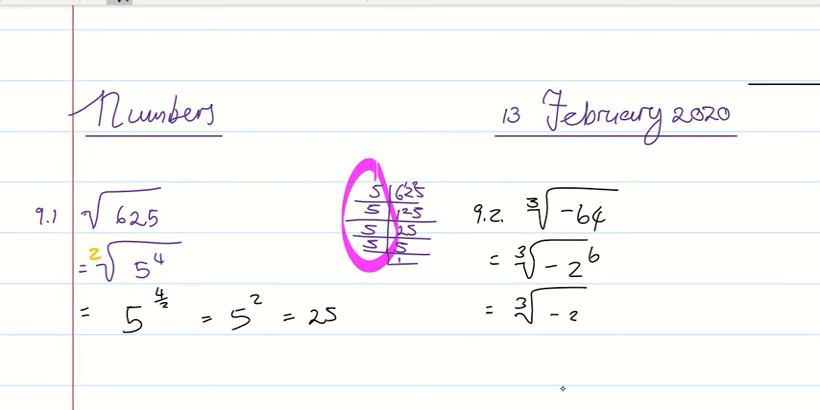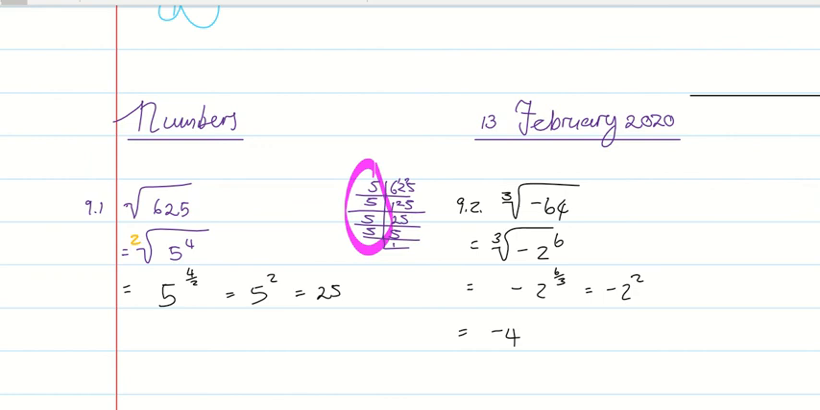Alright, negative. And now 6. So in this step I should actually say it's negative 2 to the power of 6, divided by 3. And then my answer is going to be negative 2 to the power of 2. And that will be negative 4. Alright, now that is my answer.